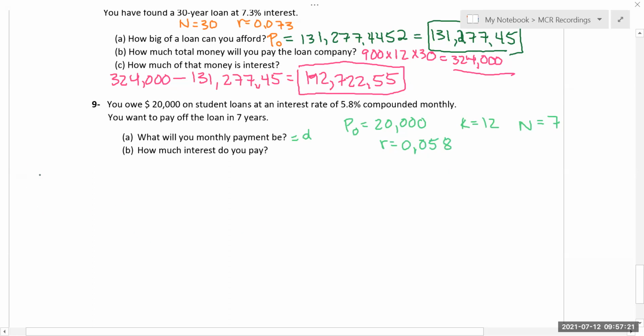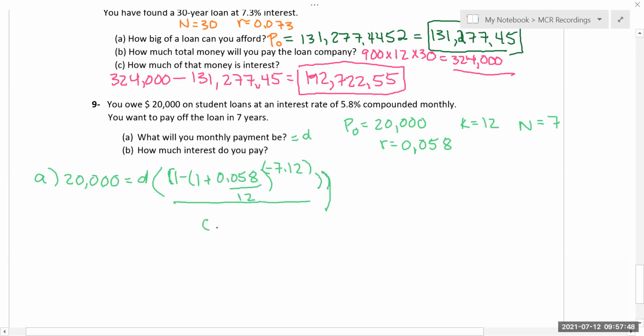Okay, so for A, we're going to solve for that D again. So it's 20,000 equals, and remember, I'm going to take the D out. And now we're going to go 1 minus 1 plus R over K, to the negative, I'm going to put parentheses here, N times K. Oh, those were my big parentheses. Divided by 0.058, divided by 12. And then we're going to get that number and divide it over.